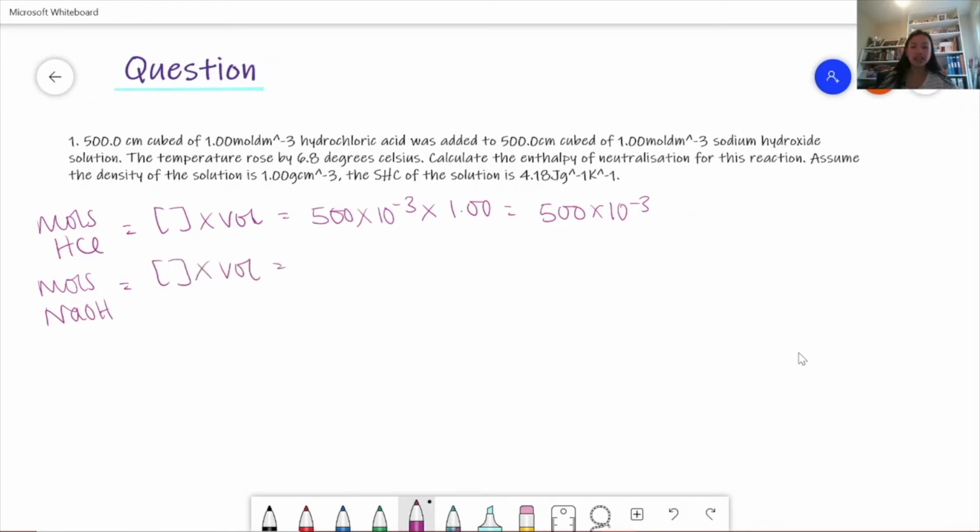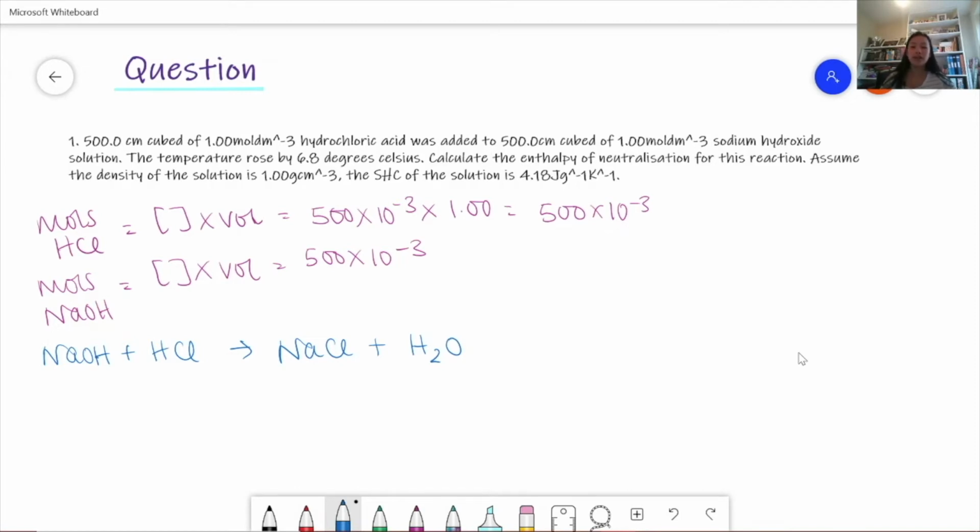And this is actually exactly the same. 500 times 10 to the -3. And then the next step is to look at the equation. So when we mix sodium hydroxide and hydrochloric acid together, we form salt and water because this is an acid and alkali reaction. So we form the salt NaCl, sodium chloride, plus water. And this is already balanced, so this is the equation.